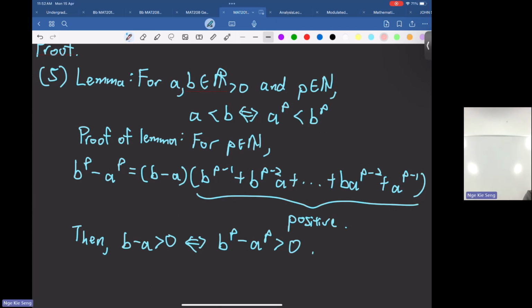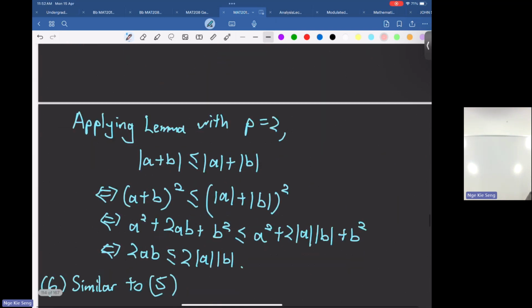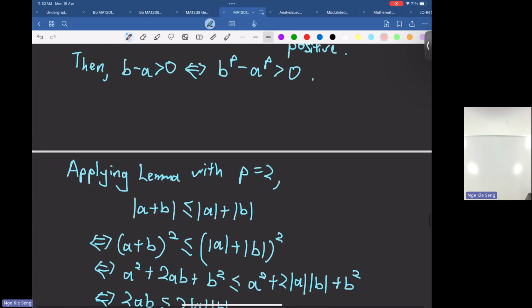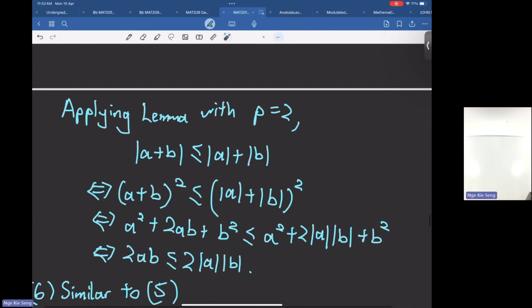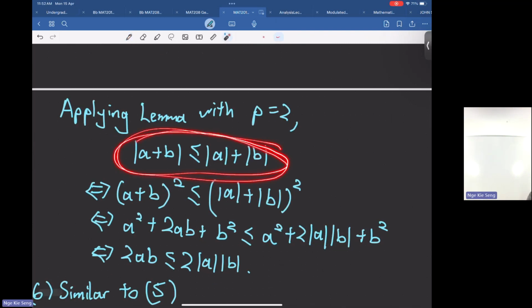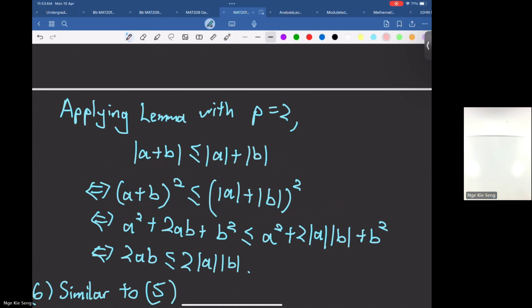Yeah. So how do we apply this lemma here? So we just apply it when P equals 2. Okay. We apply P equals 2. So how do we apply P equals 2 here? So we start with this that we want to prove here. Okay. This is true if and only if squaring both sides is true. Make sense? This is what we have proven. So here, let me put by lemma. This part is by lemma. Okay.